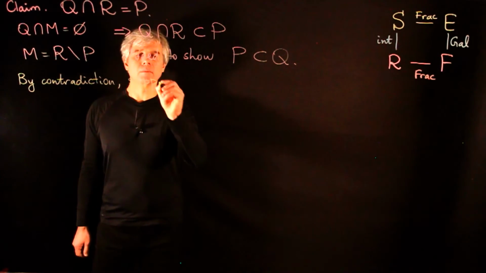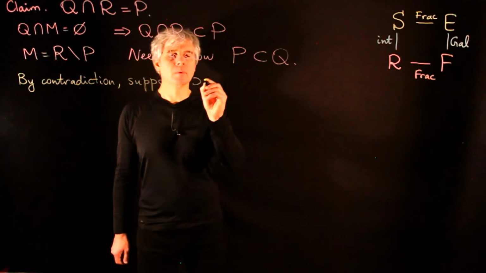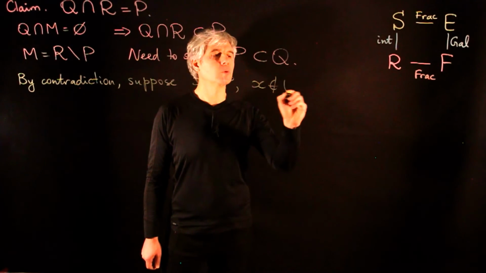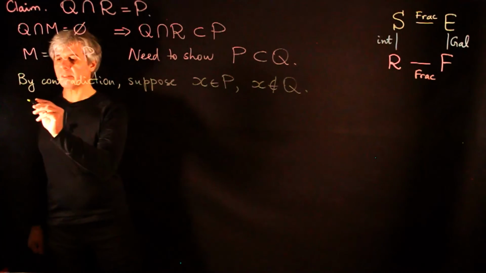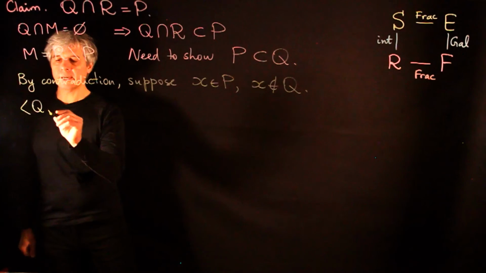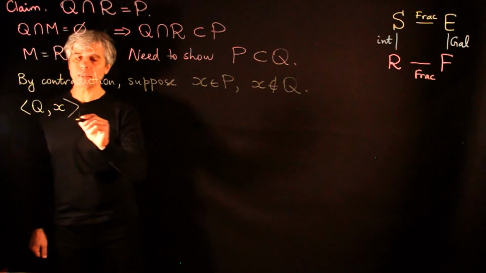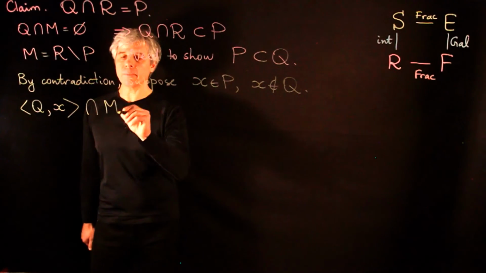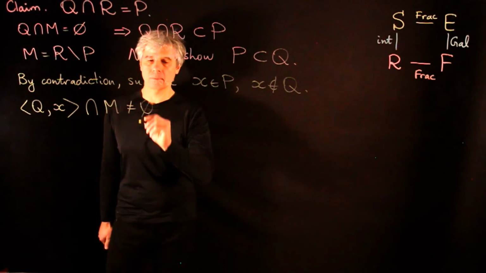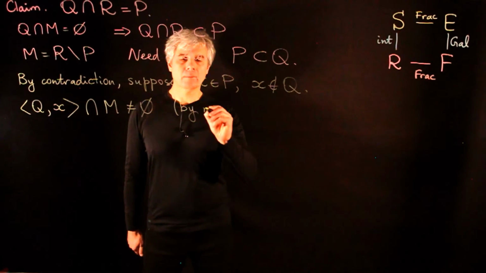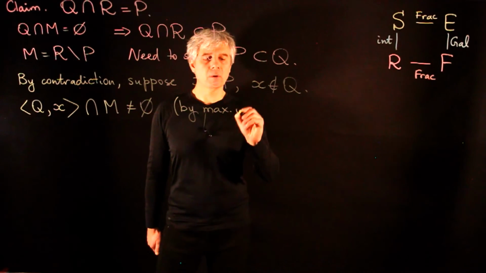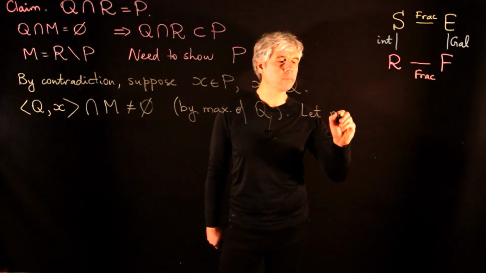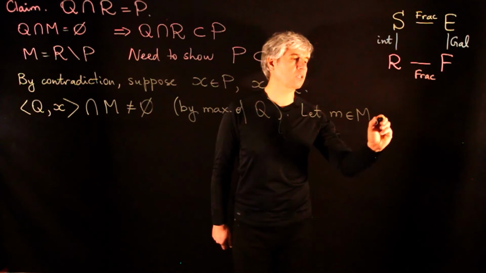Suppose x belongs to P, but does not belong to Q. Consider the ideal generated by Q and x. Then, by maximality of Q, this intersection with M will be non-empty. And let little m be the element of this intersection.